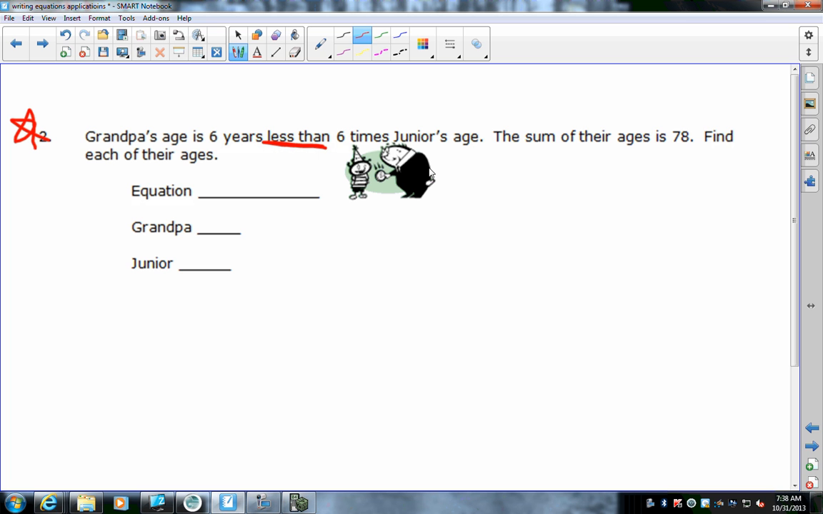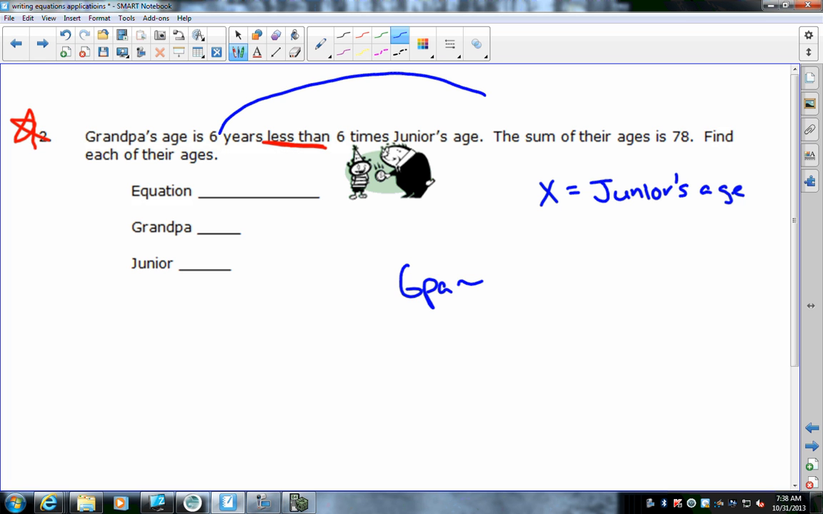Okay, do we know what Junior's age is? No, so we're going to make X equal Junior's age. You could make J, but I'm just going to use X. Now for Grandpa. 6 years less than. When you see this phrase right here, that 6 has to go at the end. Meaning that I have to do 6 times Junior, 6 times X, and then subtract off 6. When you see the less than, you have to put that minus 6 at the end.